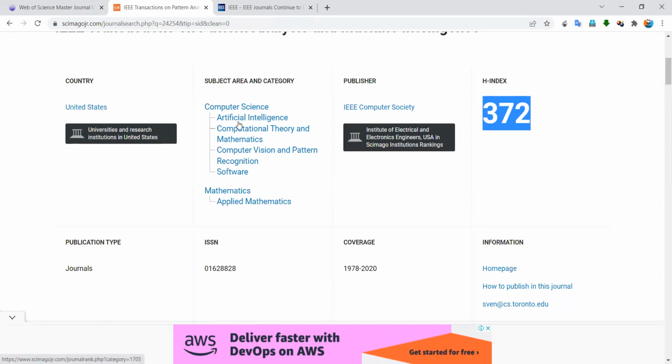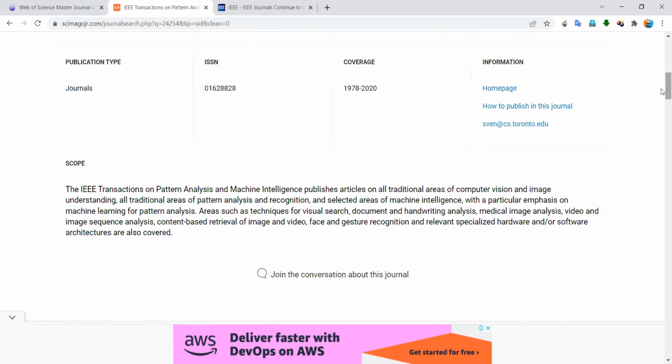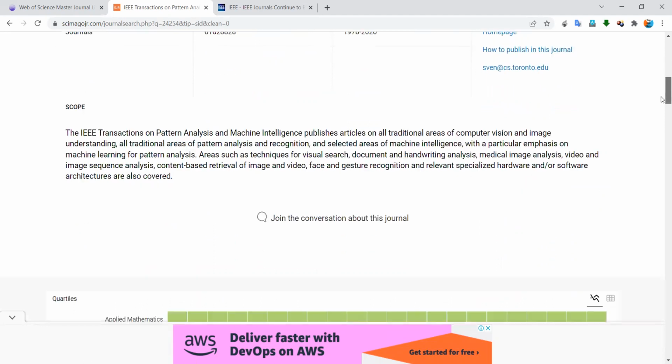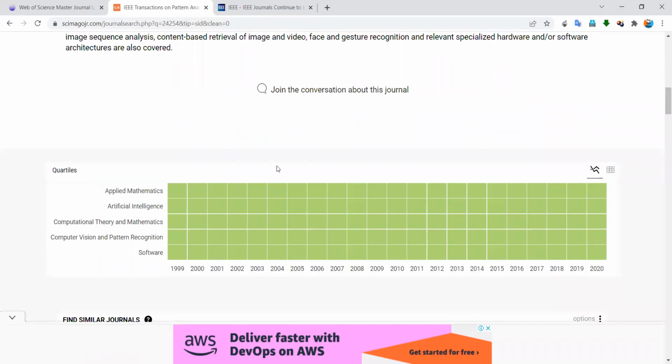If your research lies in either of these two tracks, you can consider it. It's a USA journal, and the two particular tracks are computer science and mathematics. In mathematics, applied mathematics is the subtrack, and here are artificial intelligence, computational theory and mathematics, computer vision and pattern recognition, and software. Okay, now the publisher is IEEE Computer Society, the type is journal, the ISSN number is provided, and the coverage is quite wide. You can see 1978 to 2020.